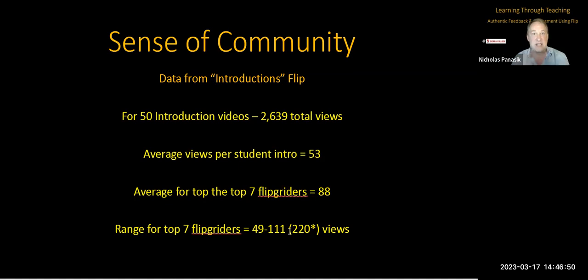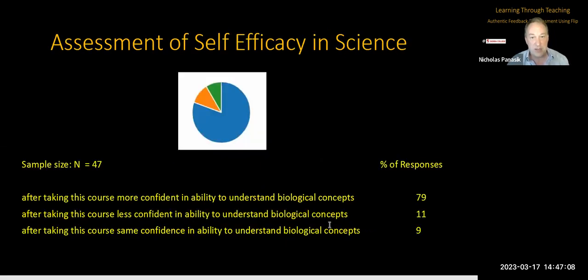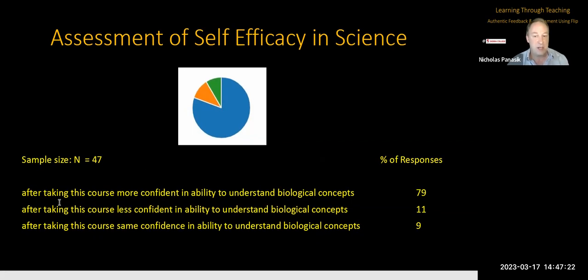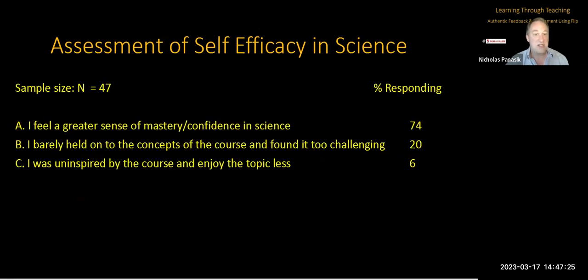And this is where that sense of community starts coming, because then they start emailing each other and asking each other questions to help them with that material. And the person that's doing so well gets that confidence boost, that sense of mastery, but it's in the data too. If you ask them about their self-efficacy, in this case, it's just their ability to understand biological concepts, almost 80% of the students said they felt more confident in their ability to understand the concepts. About 75% said that they felt a greater sense of mastery and confidence in science overall.